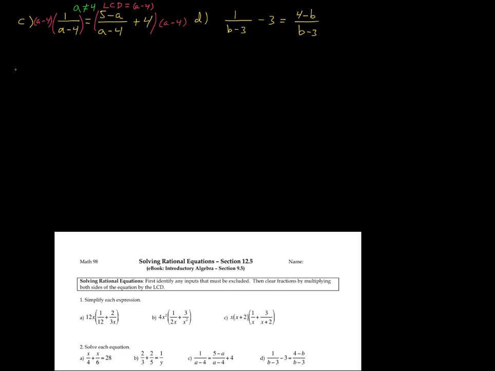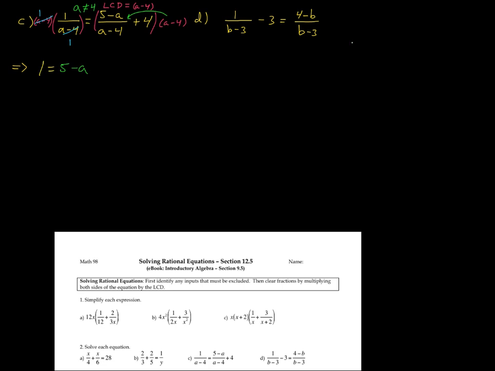And so on the left, notice the a minus 4 is going to drop out. It divides out, leaving us with just a 1. That's nice. And then on the right-hand side, when I go ahead and distribute the a minus 4 to this first term, the a minus 4 is going to divide out, and I'm going to be left with just this numerator of 5 minus a.